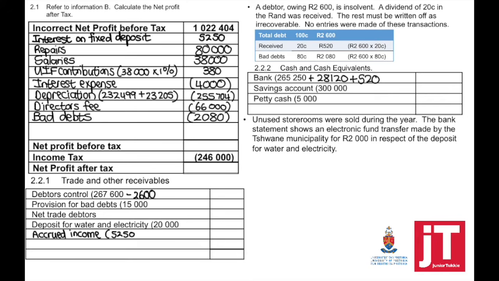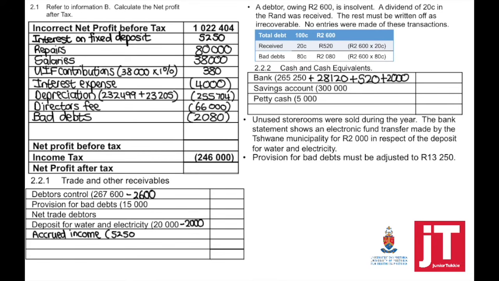Unused storerooms were sold during the year. A bank statement shows an electronic fund transfer made by Tshwane Municipality for 2,000 in respect of the deposit of water and electricity. This means that we've received money. If we've received money, we need to show it in our cash and cash equivalents, bank plus 2,000. Deposit for water and electricity forms part of trade and other receivables. Now we need to adjust that trade and other receivables deposit for water and electricity by subtracting the 2,000.